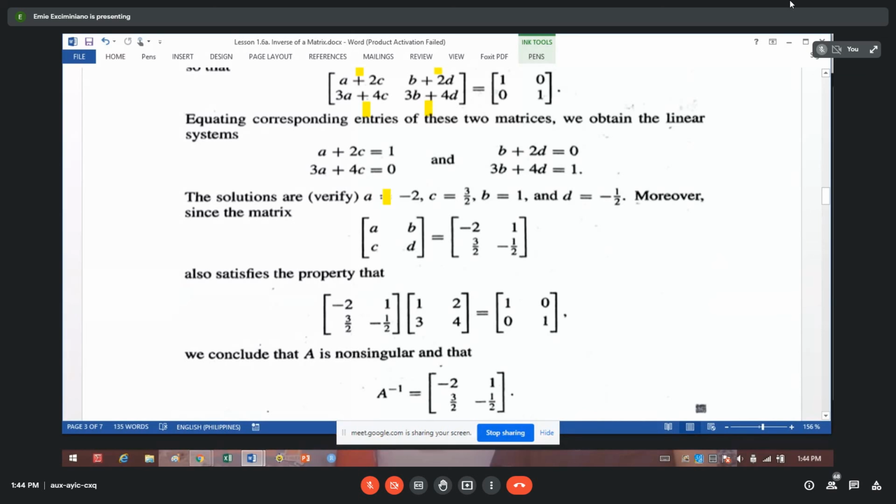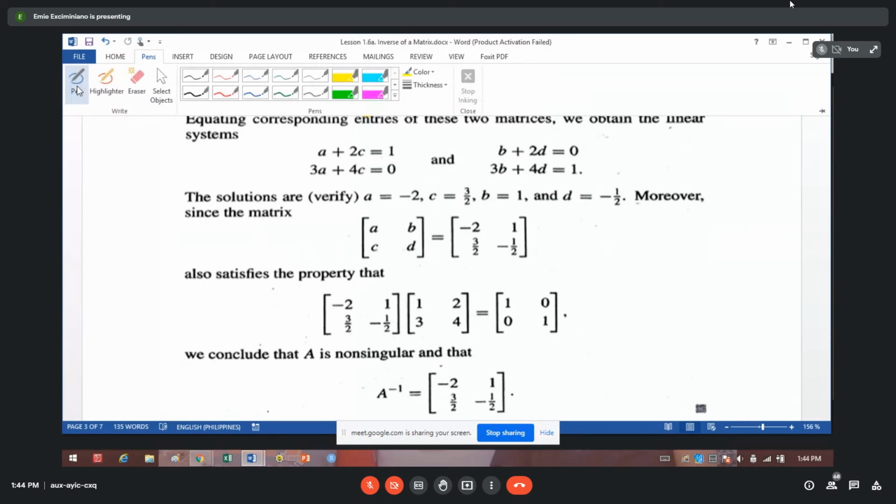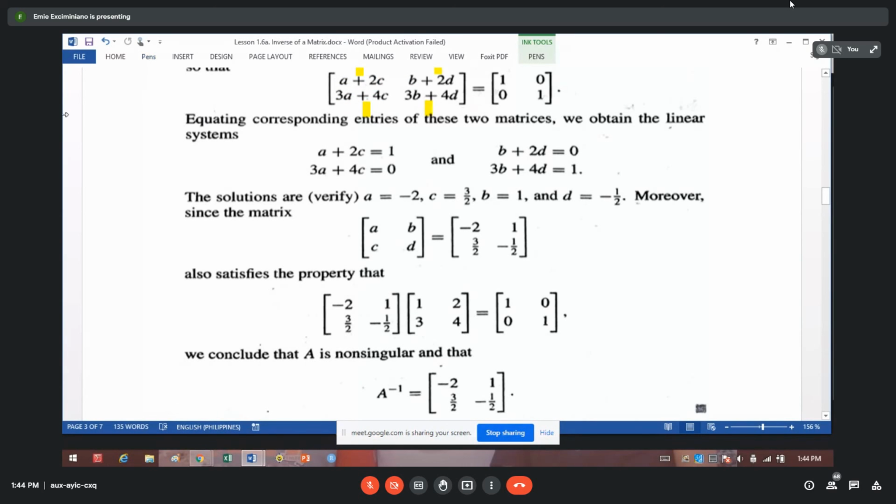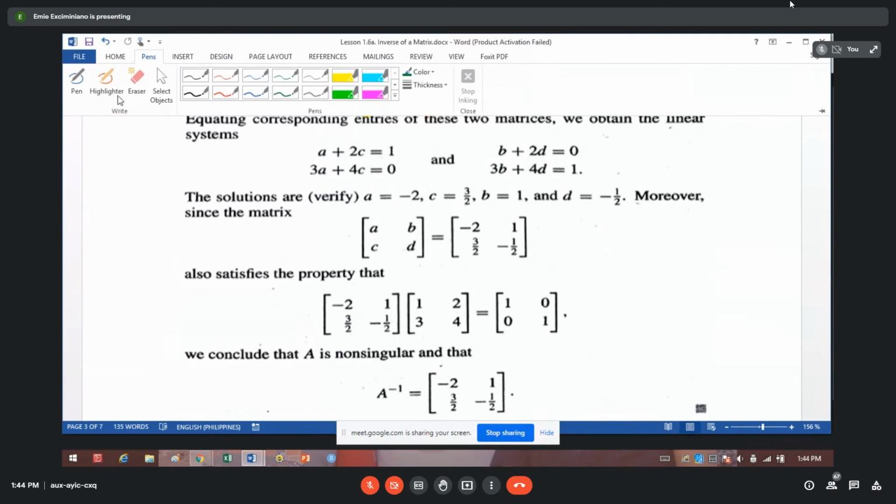Paano nakuha tong A equals negative 2, C equals 3 over 2, B equals 1, D equals negative 1 half? Anyone? Paano yan sinasolve? If you want to recite, I want you to show your solution, magpe-present din kayo, di ba? Kaya lang, anong oras na? Kukulangan ako sa oras. I want to solve this by myself na lang.